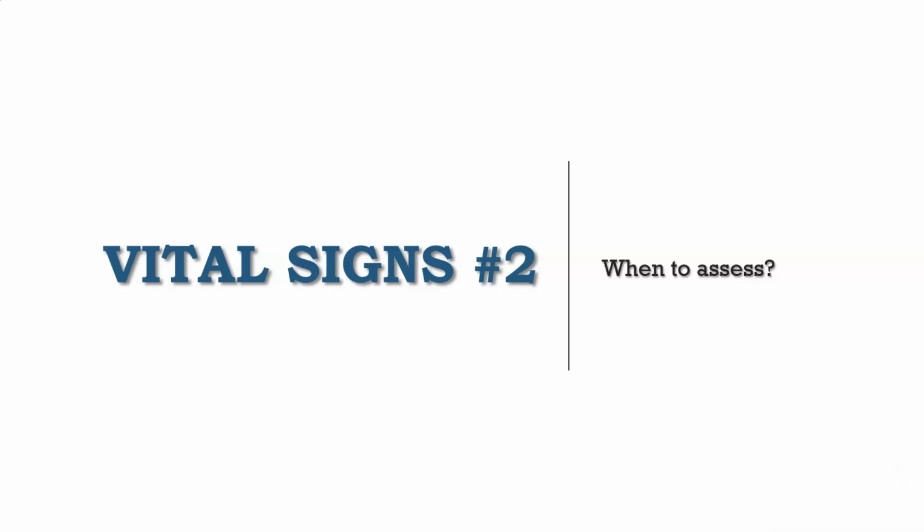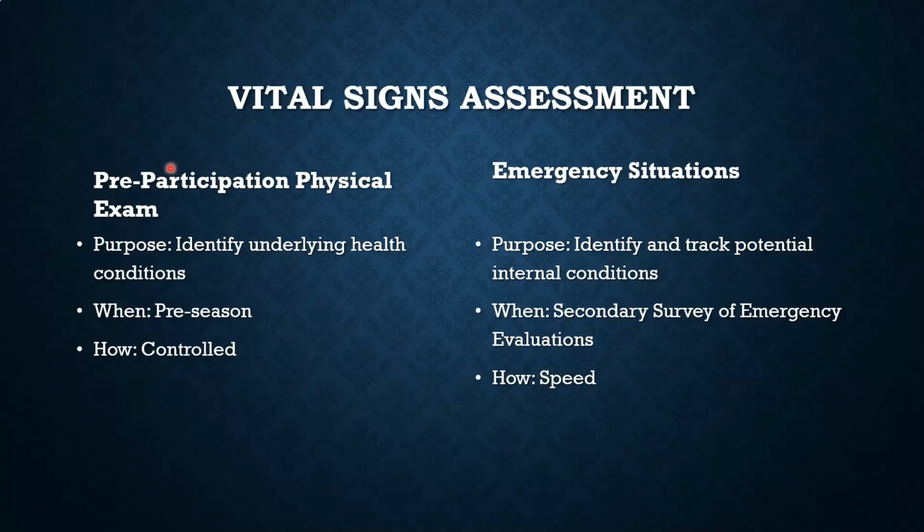So this is the second video in the vital signs series, and we're specifically going to look in this video at when we assess vital signs. And what we'll see is there's two main types that we're going to assess vital signs: in the pre-participation physical exam, and then in emergency situations. And you can see the differences as far as purpose, when that would occur, and how it occurs, with the purpose being similar in identifying underlying health conditions, but one's more with internal conditions in an emergency, and the other are risk factors associated with sudden death during participation.